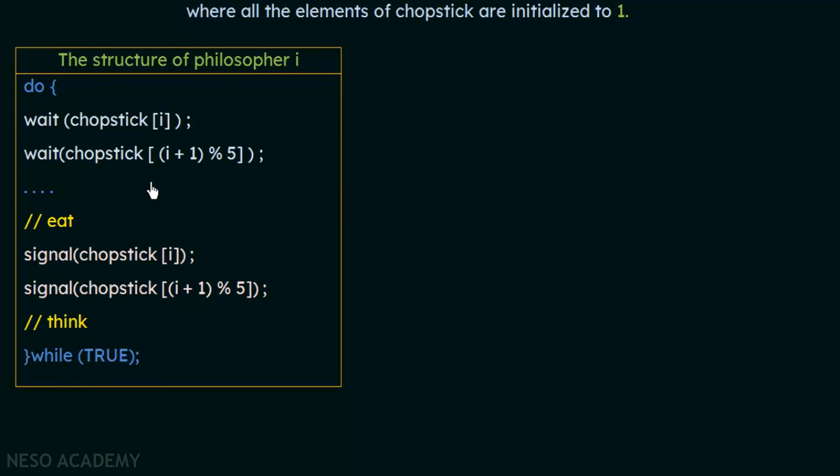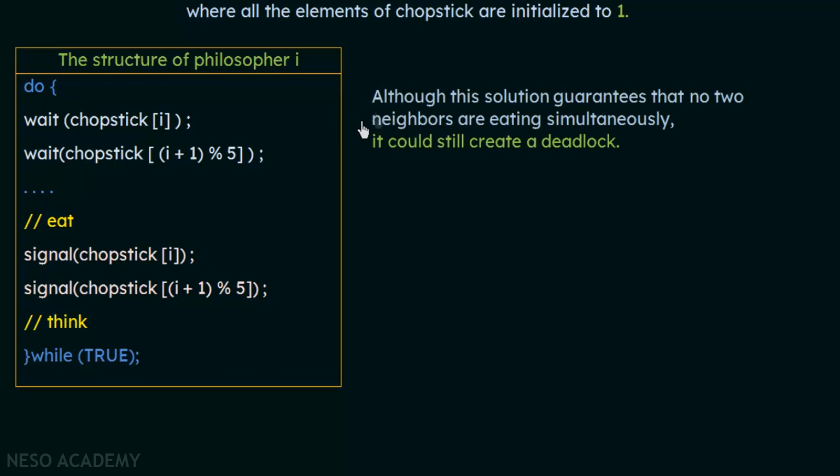Okay, so now we have found a solution to that problem. But just by doing this, have we solved all the problems? Let's see. Although this solution guarantees that no two neighbors are eating simultaneously, it could still create a deadlock. We have already explained that no two neighbors eat simultaneously, but this could still create a deadlock.